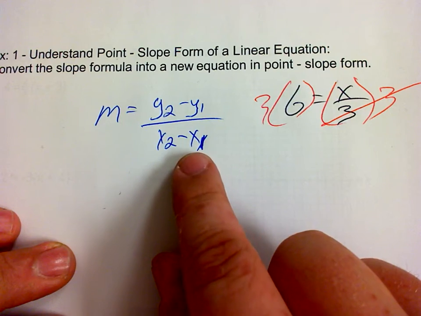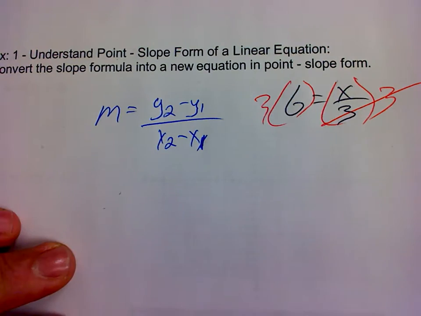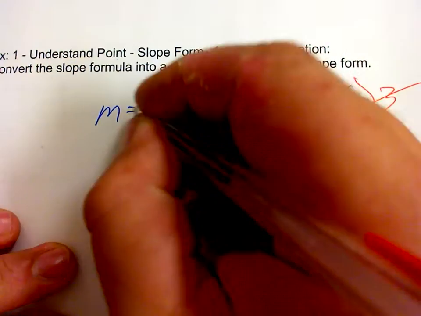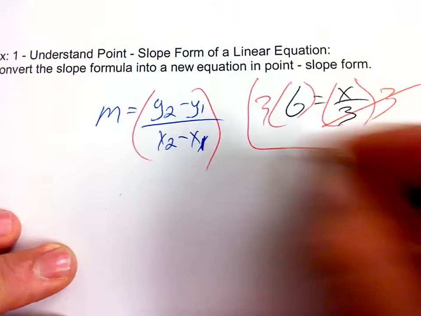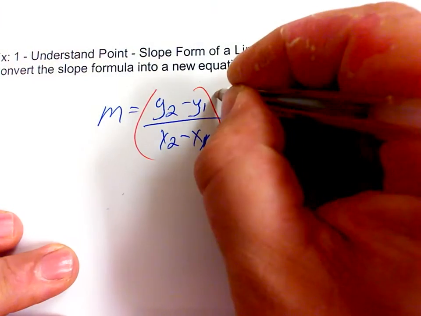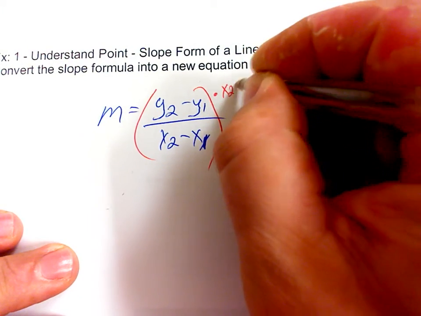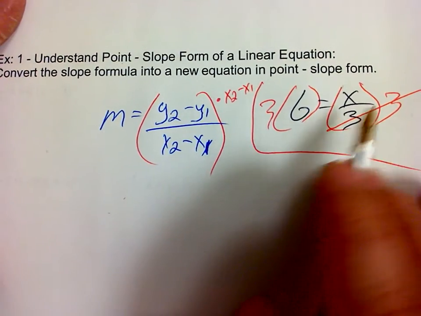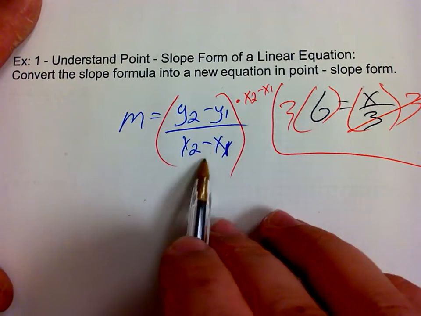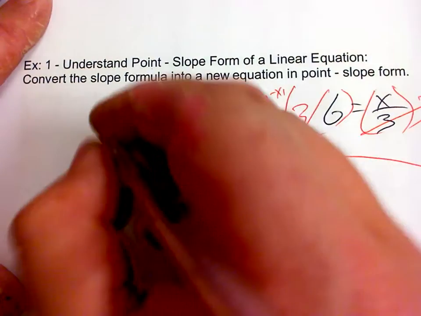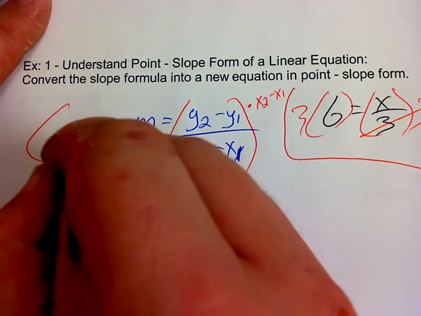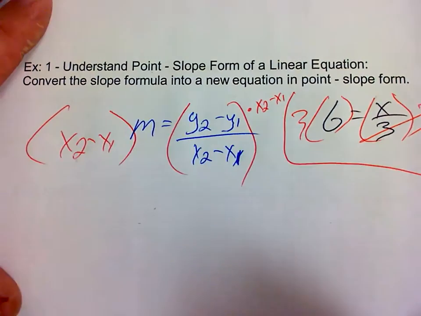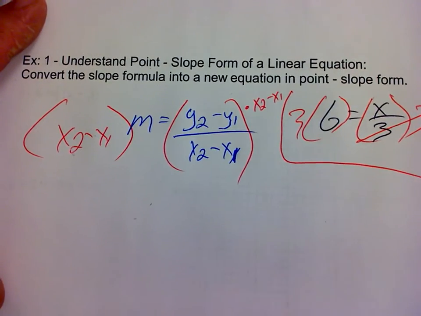Here, we want to get this x sub 2 minus x sub 1 off the bottom. So to get rid of that division, we're going to do the same thing. We are going to multiply by x sub 2 minus x sub 1. And just like we did over here, when we do something to one side, we have to do the other. So if we're going to multiply the right side by x sub 2 minus x sub 1, we have to do that to the other side as well.